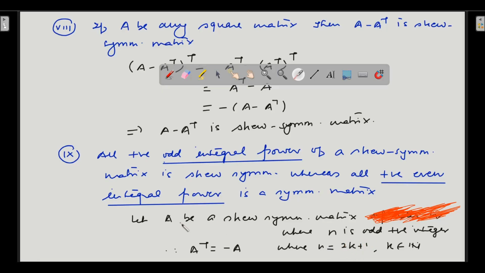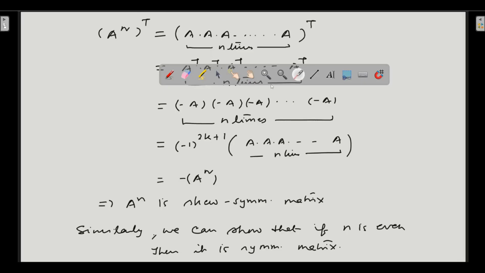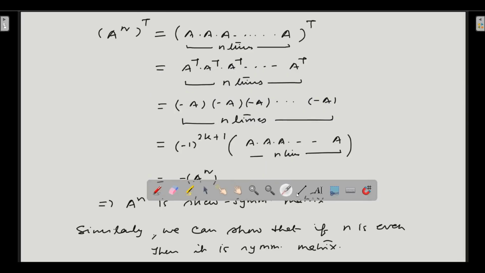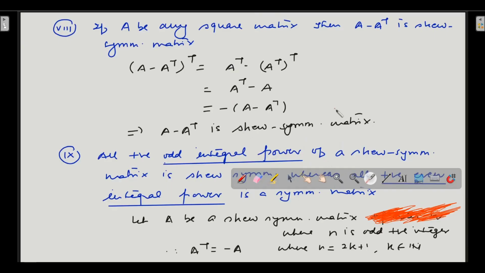It is also given to us that capital A is skew-symmetric. So as it is skew-symmetric, A transpose will be equal to minus A, by the definition of skew-symmetric matrices. Now what does it mean by A to the power n? You can have a look. A is skew-symmetric, so A transpose is equal to minus A.